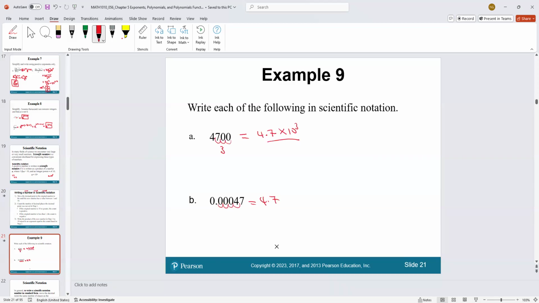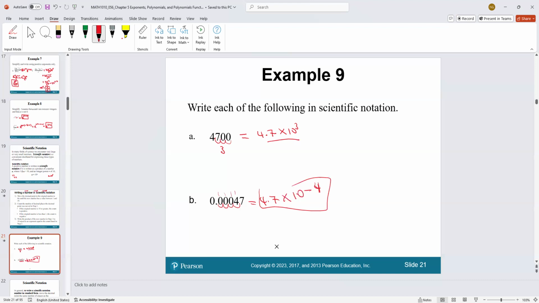But in the second one, we move the decimal 4 places to the right so that the new number has a value between 1 and 10, which is 4.7. Since we moved the original decimal 4 places and the original number was less than 1, our count, how many counts do you have? 1, 2, 3, and 4. 10 power what? Exponent negative 4. So 10 power negative 4. That will be the answer for that one right there.